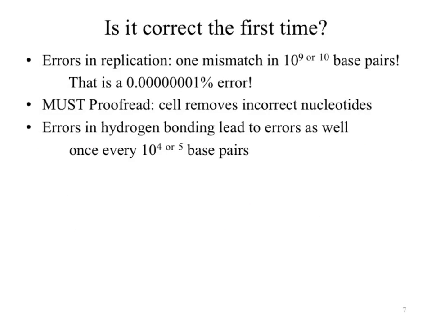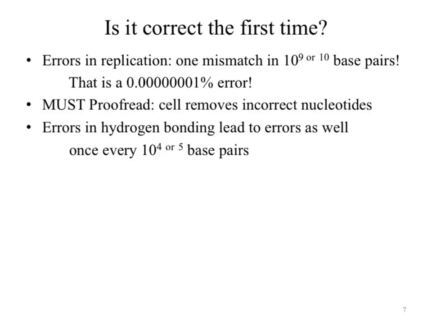So errors in replication, we kind of talked about this. You get one mismatch in roughly 10 to the 9th to 10 to the 10th base pairs. If you're looking at that kind of a percent error, that's pretty insane. Which means we have to have some kind of proofreading mechanism to go through and remove those incorrect nucleotides when they do happen, because that can potentially lead to cell death, as we addressed.